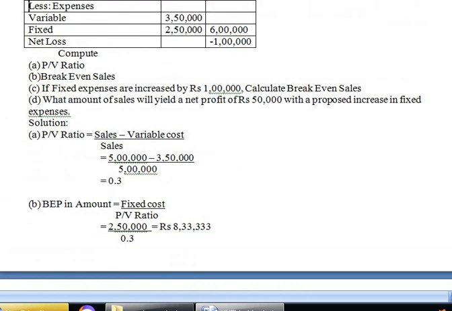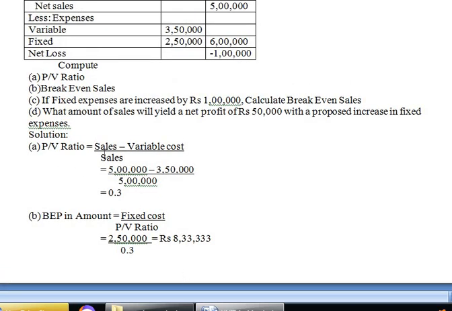So what we have done? First we calculated PV ratio. The formula is sales minus variable cost divided by sales. Sales and variable cost were given in the problem, so we calculated PV ratio. Now they asked us to find out BEP, that is break even point in amount. I have told you all, we have many formulas, like 12 to 13 formulas I had given, but you will have to check which formula is suitable.